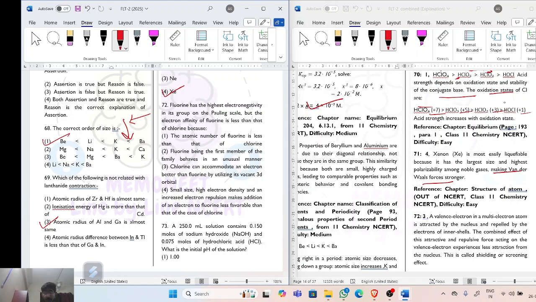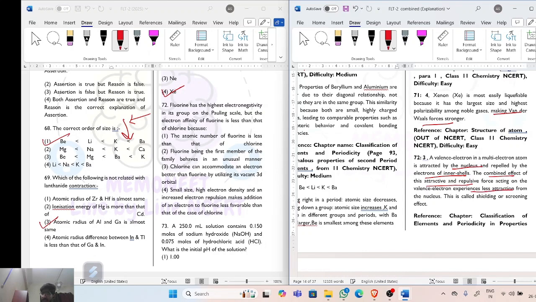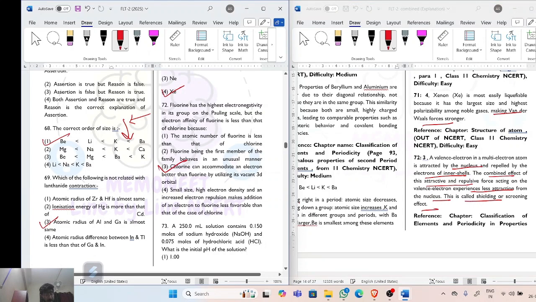So let's check. Fluorine has the highest electronegativity, but it has less electron affinity than chlorine because a valence electron in a multi-electron atom is attracted by the nucleus and repelled by the electrons of inner shells. The combined effect of this attraction and repulsion is that the valence electron experiences less attraction from the nucleus. This is called the shielding or screening effect. So option number 3 is our correct answer.